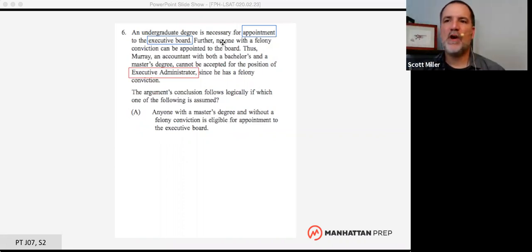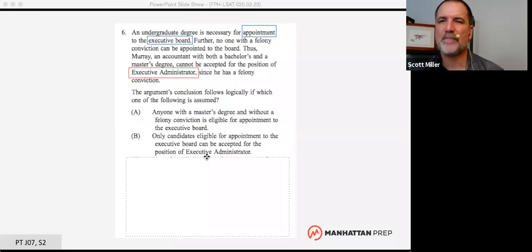But we already know that no one with a felony conviction can be appointed to the board. And again, this is all about the executive board. This answer choice doesn't tell us anything about how the executive board connects to the executive administrator. So we're not really interested in that.